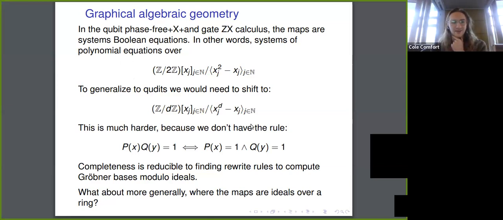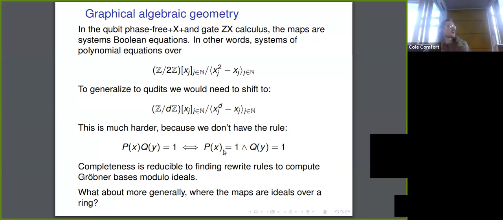And so if you want to get a qubit generalization, this would be a lot harder, because you don't have this nice equation that p of x times q of x is equal to 1 if and only if p of x is equal to 1 and q of y is equal to 1. So if someone could figure this out, using Gröbner basis, modulo an ideal, would probably be the right way to go about it.